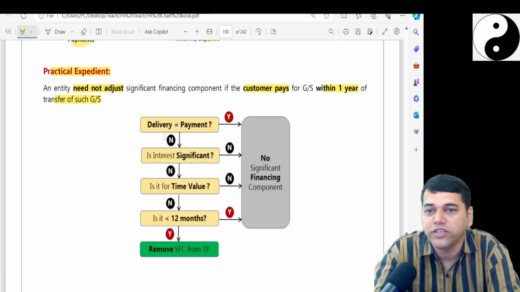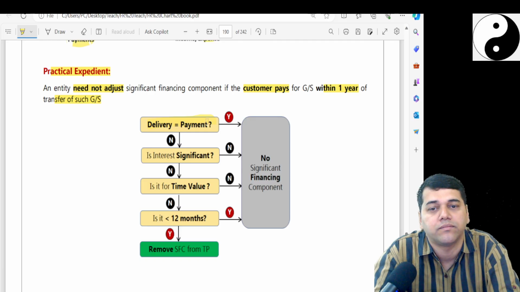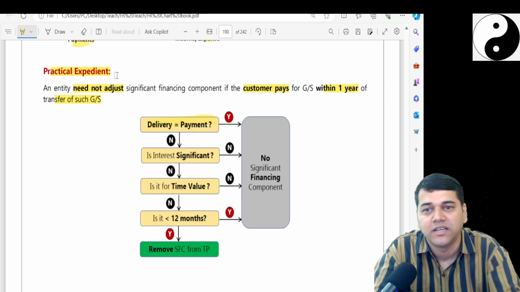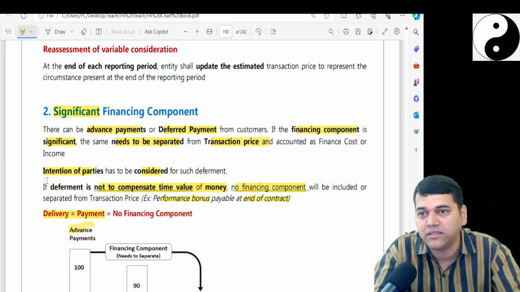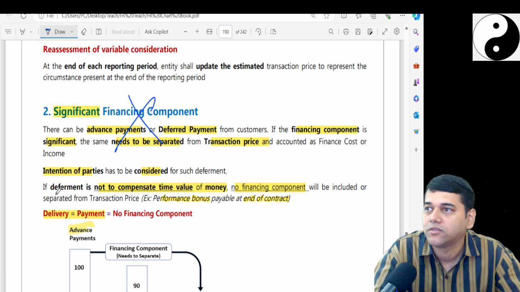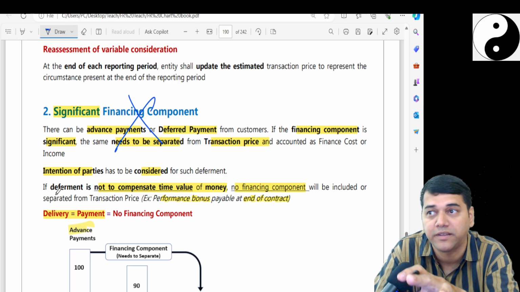So the first thing you need to check is whether delivery equals payment. If yes, there is no question of financing. That means in the transaction price step, this particular thing is not applicable. In everything, I am telling you a format also at the same time.